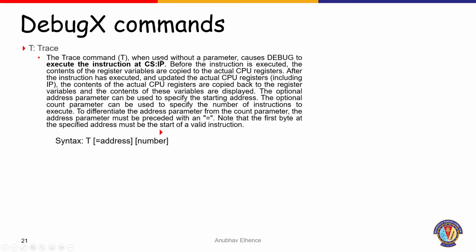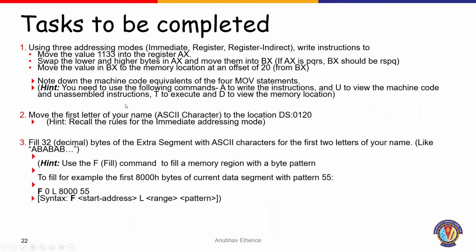So you can start executing your program from the start by manually changing the IP. The trace command, as we have used, is used to execute the instruction present at CS:IP. The syntax for this is just type the T, and if you want to execute a particular number of instructions, just specify that number after a space. And you can also specify the address from where you want to execute the instructions.